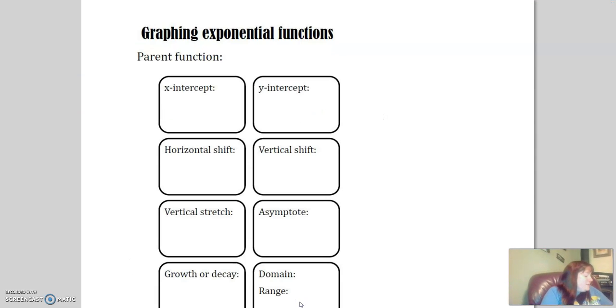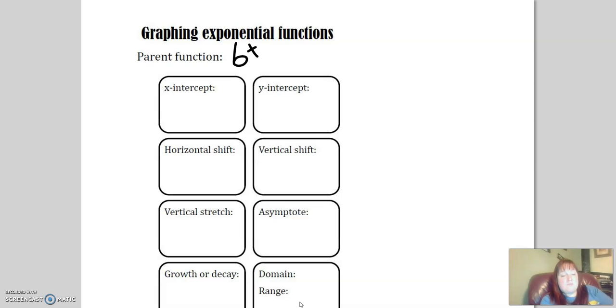So basically the idea here is we have the parent function. The parent function of this is just b to the x, because there's lots of parent functions. They all look just slightly different. You can have 2 to the x, 5 to the x, 10 to the x, e to the x, all of those. Okay, so our parent function is just b to the x.